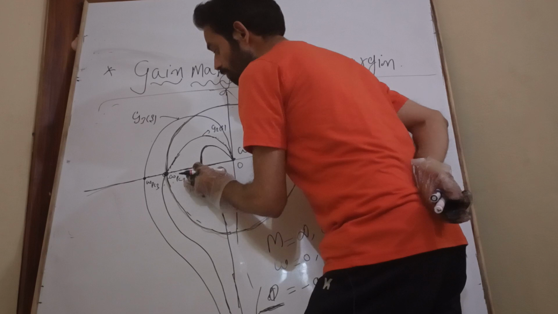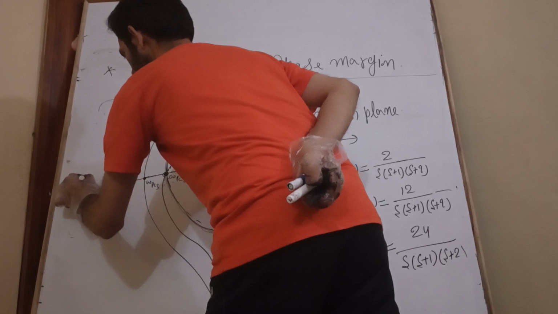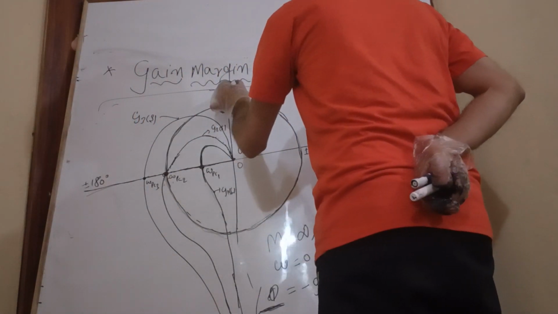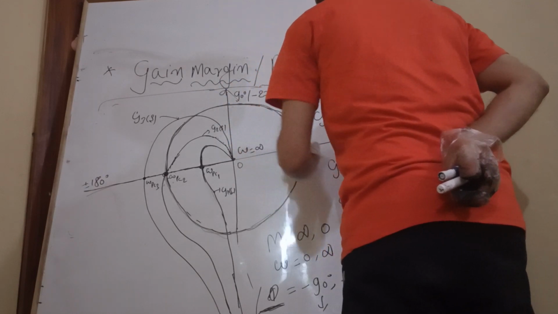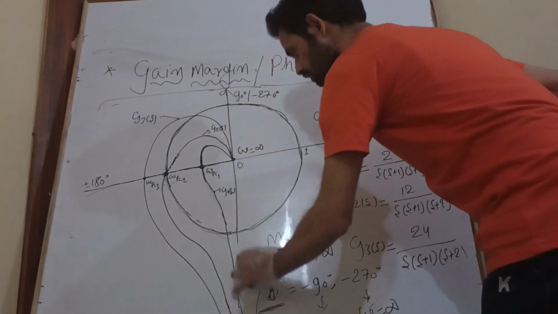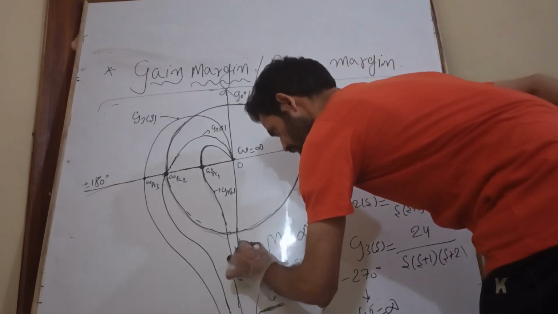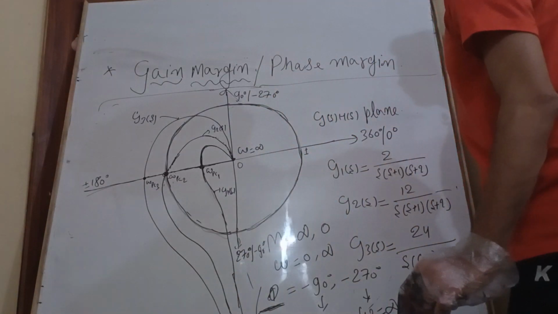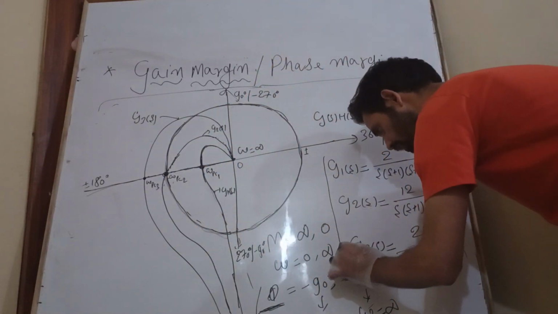Phase crossover frequency is the frequency at which the angle becomes 180 degrees, and this is my plus minus 180 degree line. This is my 90 degree and minus 270 degree line, this is my 360 degree and 0 degree line, and this is my 270 degree and minus 90 degree line. This we have drawn for all these three systems.